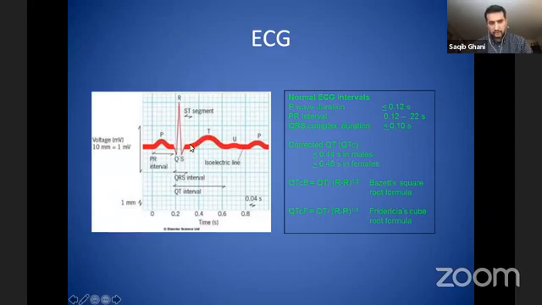Okay, from the start of Q to the end of T, U को नहीं count करना है. From the start of Q to the end of T, if it's two large squares, then you know without even a calculator that it's about 400. But that's QT interval, not corrected QT interval. I'll come to the correction later. ठीक है, अभी basics पे काम करते हैं.